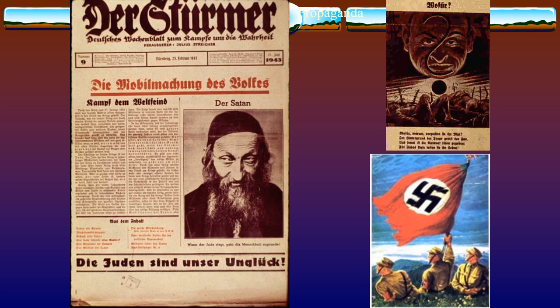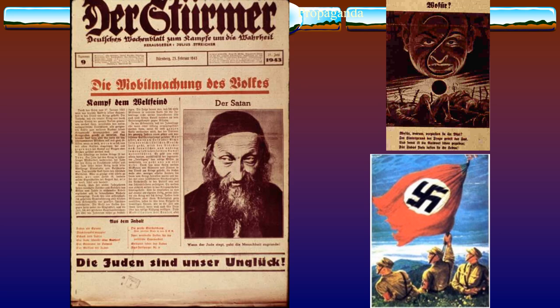The picture is Der Satan, and that is one of these stereotypical views of a Jew. This terrible, terrible picture of a Jew that's just so stereotypical. And they put that in there, and they're saying this is Satan. This is the evil one. Then at the very bottom it says, the Juden sind unser Unglück, and that means the Jews are our misfortune. And it's just this hate upon hate upon hate. This particular newspaper was from 1943, but all through the 1930s and 40s, Julius Streicher will be out there.